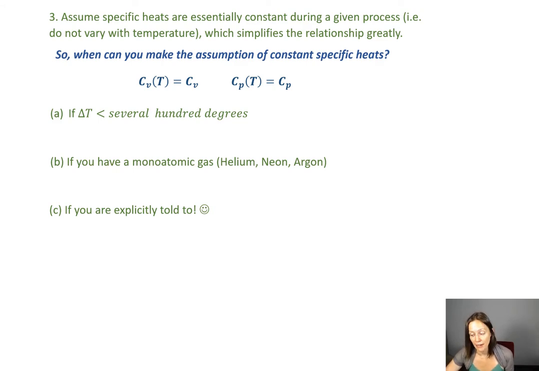On a test, if I tell you explicitly that you can assume that specific heats are constant, then you can assume them. If I don't tell you that, your safest bet is just not making that assumption and using your tables to look up U values and H values. But if you notice that delta T is relatively small, then you can throw that in your assumptions and say, I'm going to assume specific heats are relatively constant because my delta T is on the order of 100 degrees as opposed to, say, 1,000 degrees.